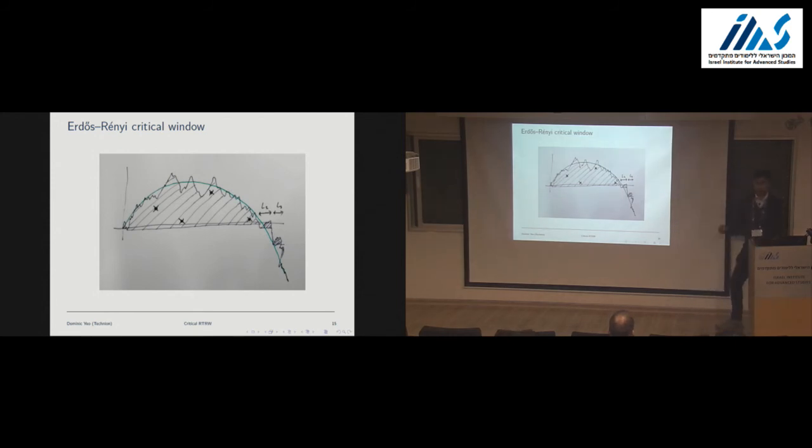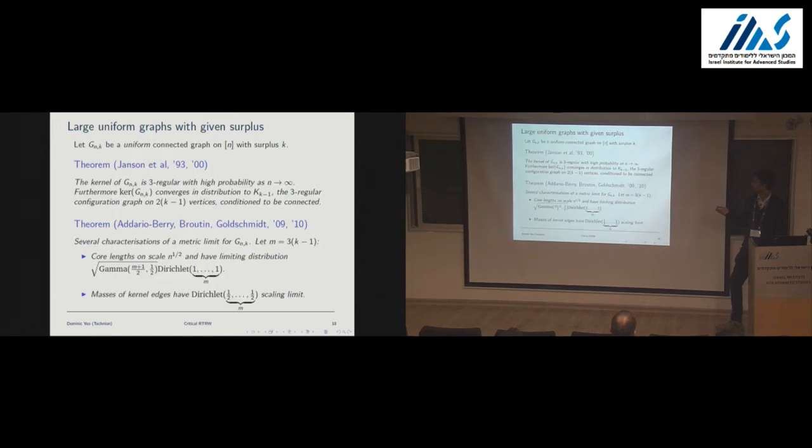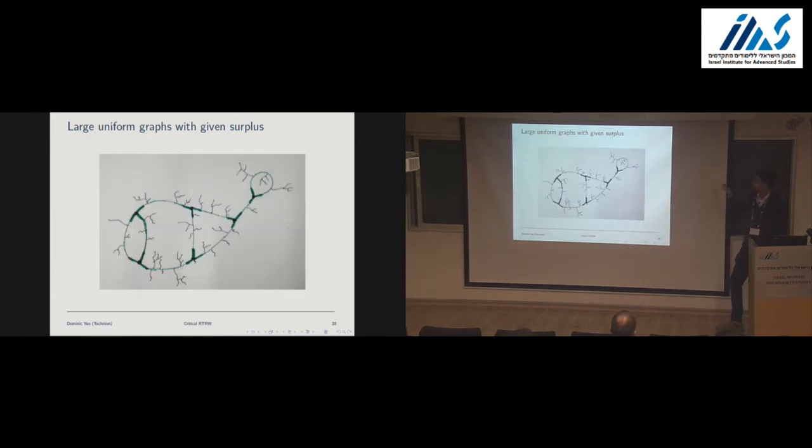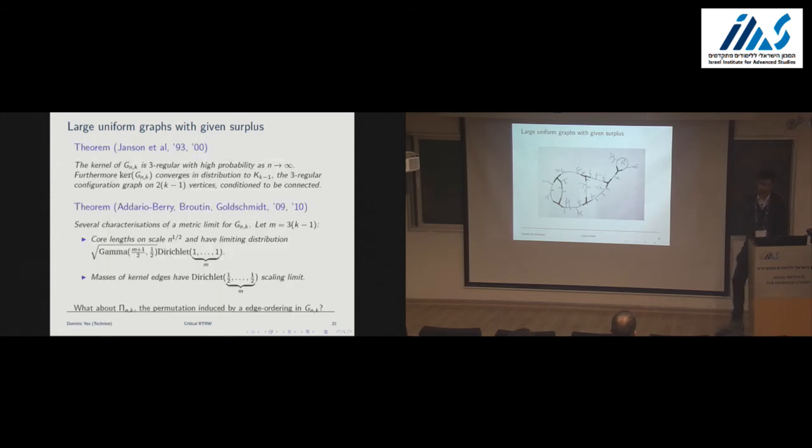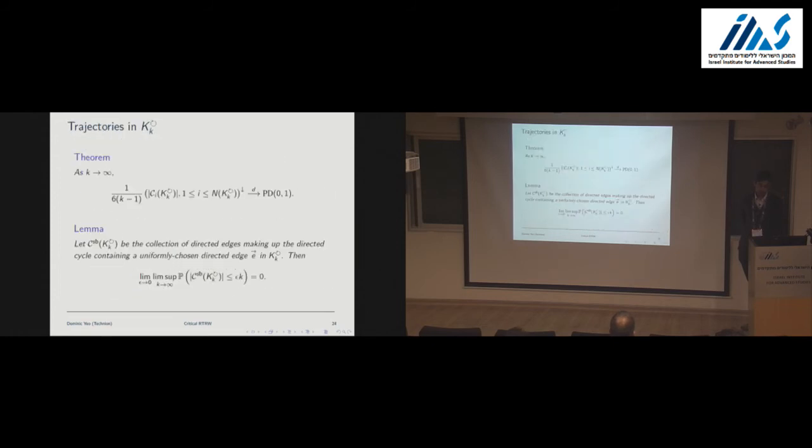So if we want to prove our theorem, we need to actually study what happens if we have a large graph with fixed but very large surplus, and then take that to infinity. And our proof strategy is to attack just what you get from the trajectories within the kernel and show that that converges to Poisson-Dirichlet naught 1.